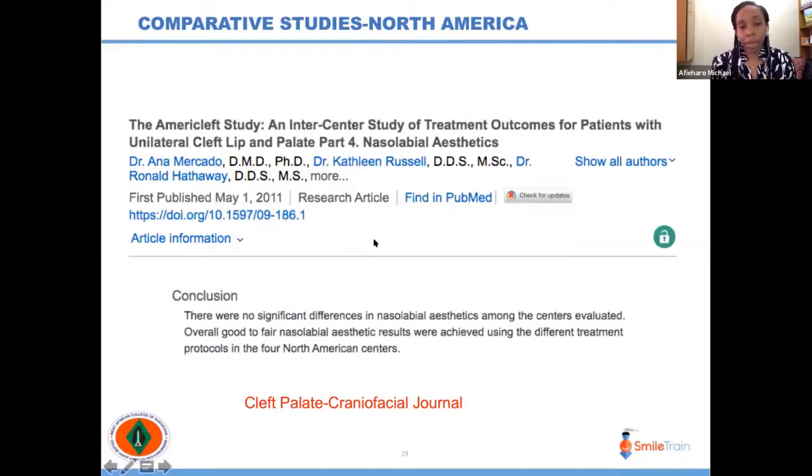In America, for nasolabial aesthetics too, they used the McDade score, and they were able to identify no significant differences in nasolabial aesthetics, and they had an overall good to fair result, despite the fact that several centers use various protocols.